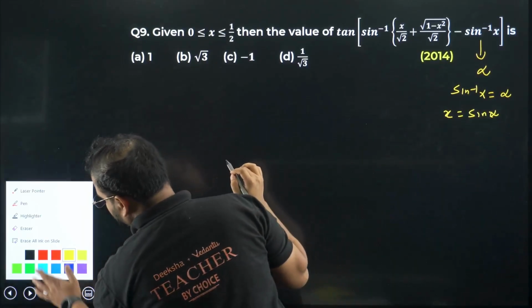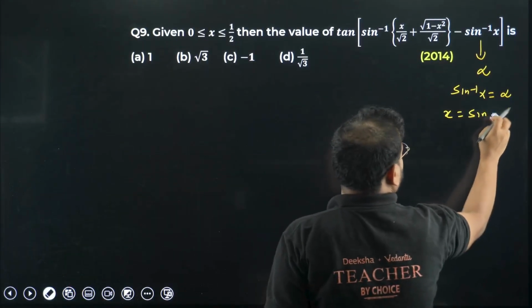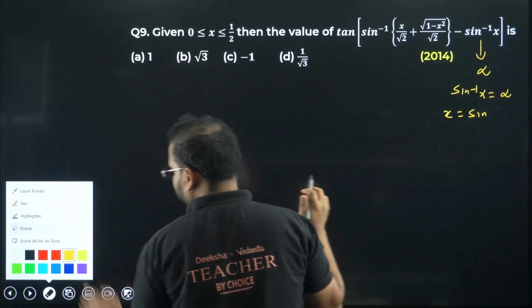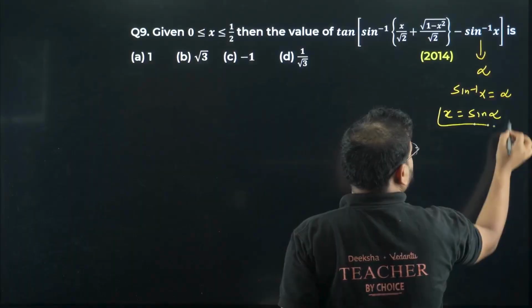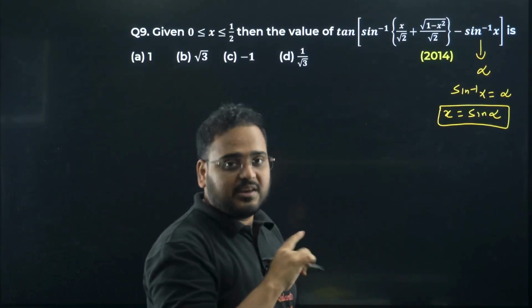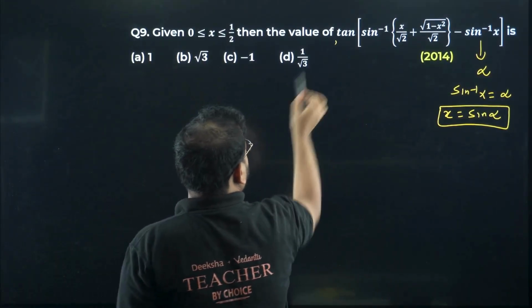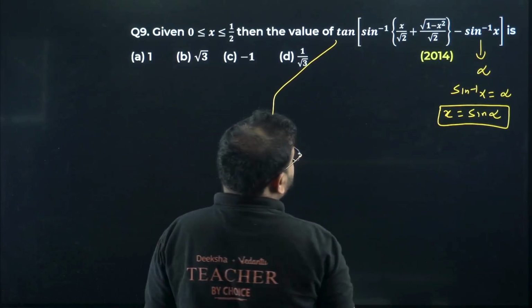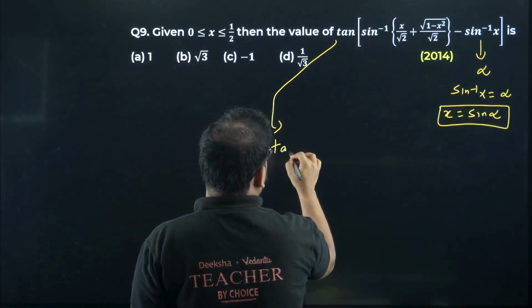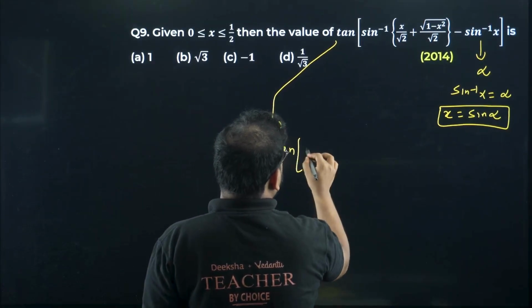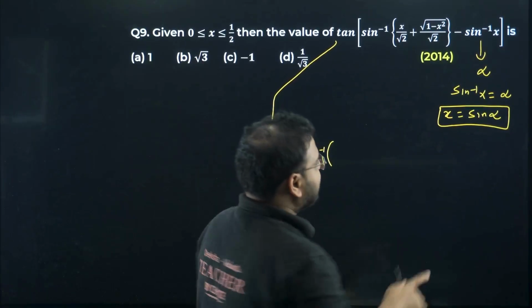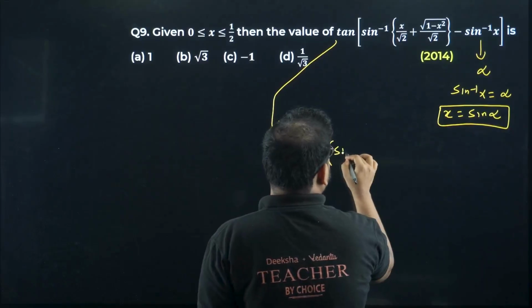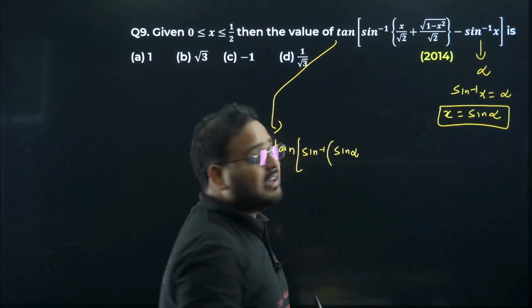X is sine alpha. I'm going to use it in the given form they're asking. From here we can start. Tan is first, start from tan. Then comes your sine inverse. Now x, what is x here? X is going to be sine alpha. So right here, sine alpha. What is next? We have 1 by root 2.